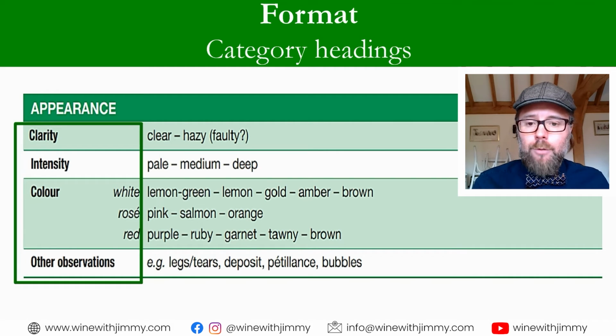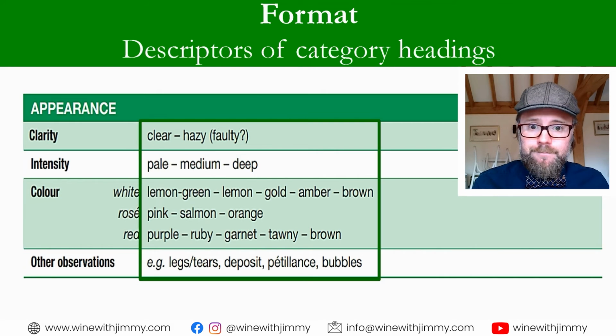Now these are found on the left-hand column, the left-hand side. So the category headings here for the appearance are clarity, intensity, colour, and other observations. So these are our category headings. Now, they are then broken down into the descriptors of the category headings. So these are all of the descriptors that we can utilize to describe the category headings.